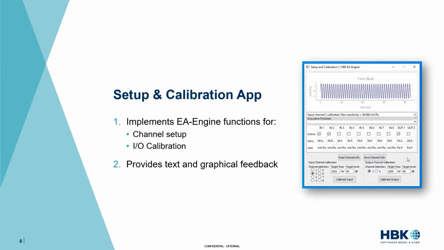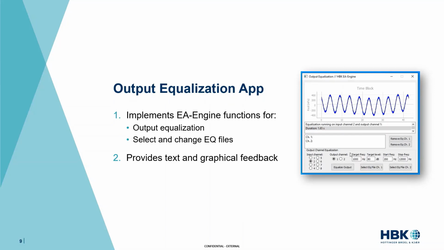So the first app is the setup and calibration app, which implements a channel setup table along with input and output calibration functions. This allows you to activate and deactivate channels and manually update their sensitivity. It also allows you to run input and output calibration so that channel sensitivity is automatically updated with one of our calibration methods. It also implements graphical and text feedback so the user can follow what's going on with the EA Engine behind the scenes.